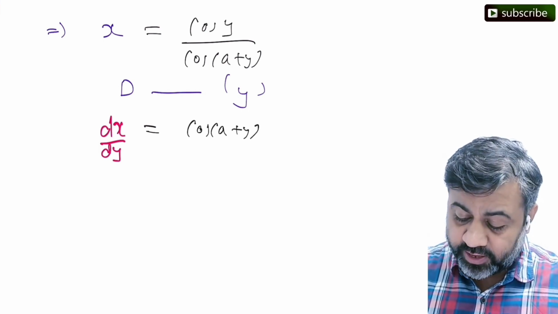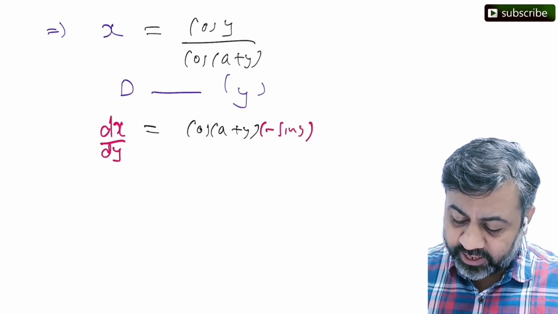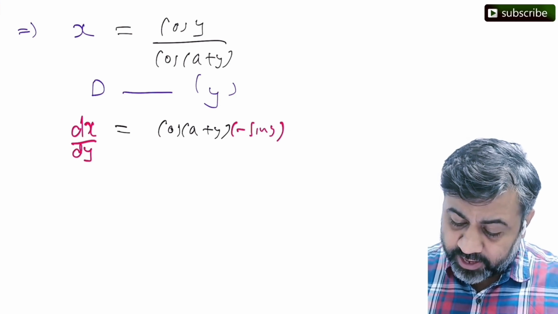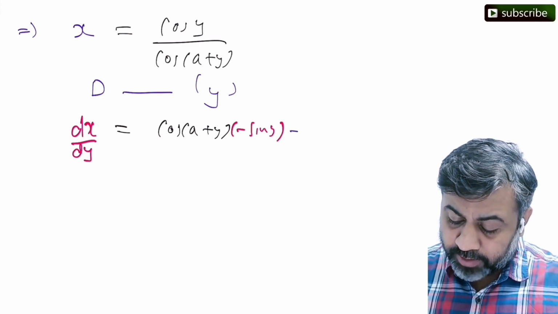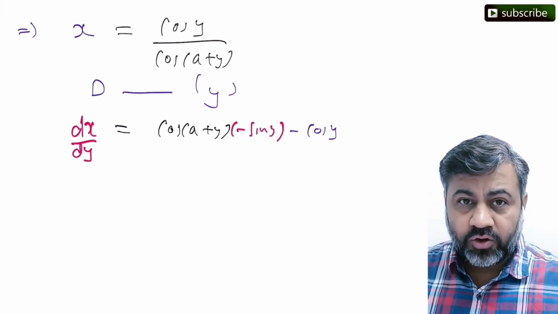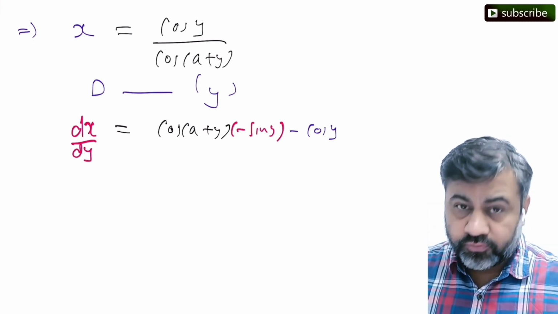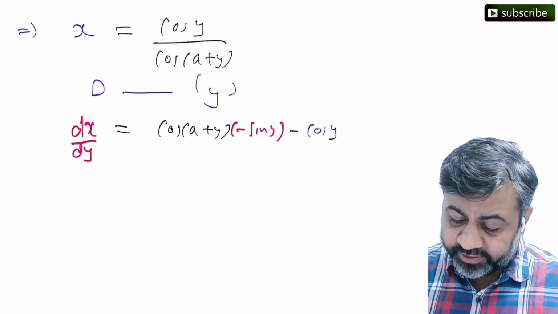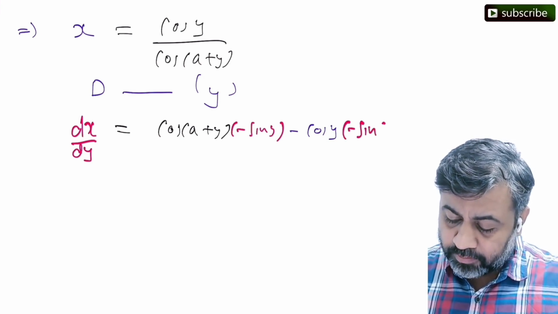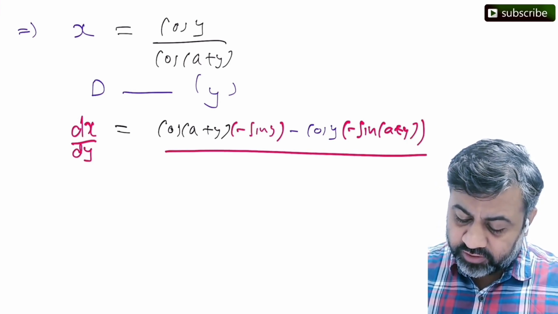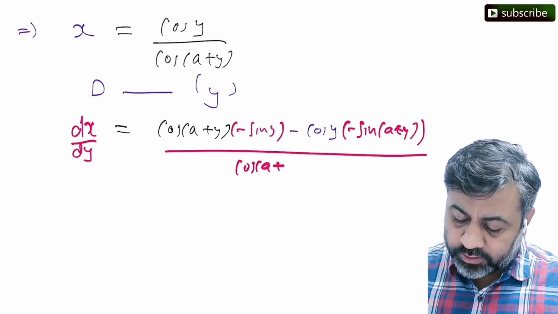Derivative of cos y, I'm going to write in the bracket, is minus sin y. I hope this is clear to everybody. Next step में क्या करना है, minus, I'm just keeping cos y as it is, and now we are going to do the derivative of cos a plus y. What will be the derivative of cos a plus y? We get minus sin a plus y. Okay, everything divided by cos a plus y.